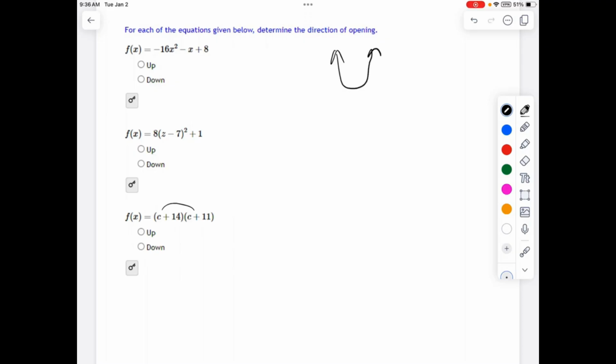Quadratics have a U-shaped graph. They could be facing up, or they could be facing down. If it's facing up, we call its direction of opening up, meaning that your two arrows are facing upwards. If it's down, you'll see your two arrows going downwards. That's all it means when it says direction of opening: whether the U shape is going up or going down.